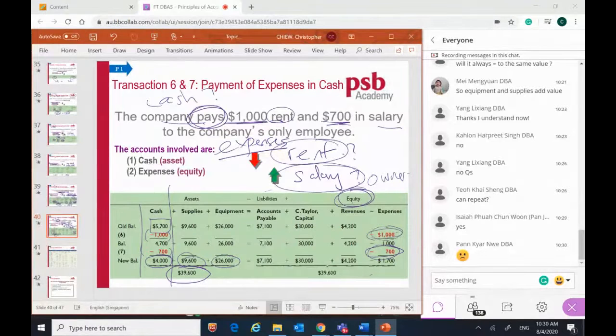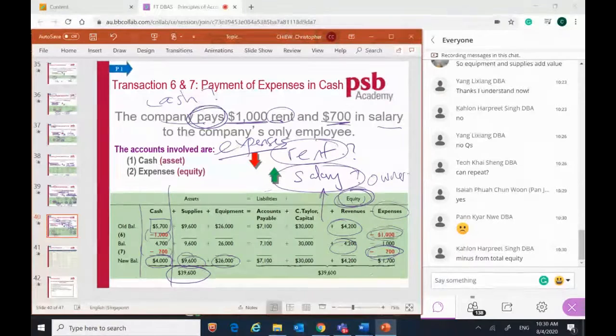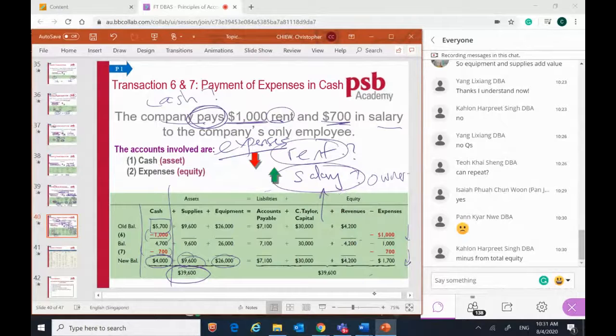Okay, so this is how it works. When the company makes money, revenue, the owner's equity will go up. When the owner has to spend money, has to pay for expenses, the owner's equity will drop. So you minus from total equity. That's why your owner's equity drops. That's why the minus sign. So when you see the minus sign here, it doesn't mean that your expenses drop by 1,000 or drop by 700. No, it simply means when there are expenses, your owner's equity will drop. Get the idea? So this is what the negative sign represents. So far, so good.